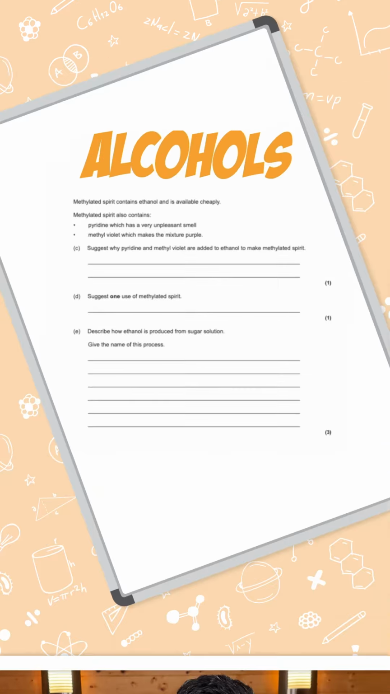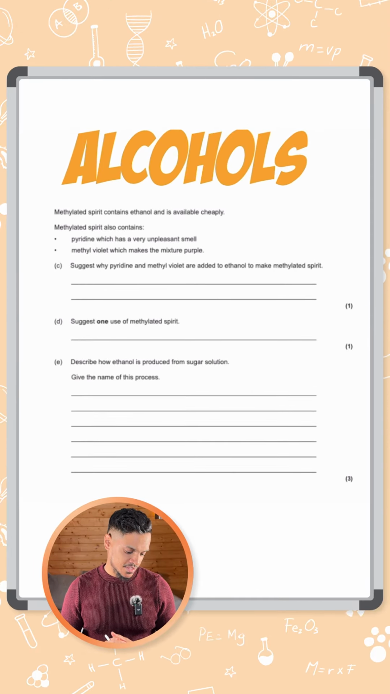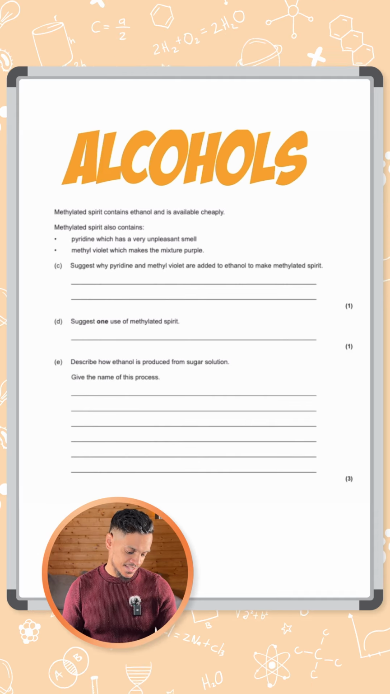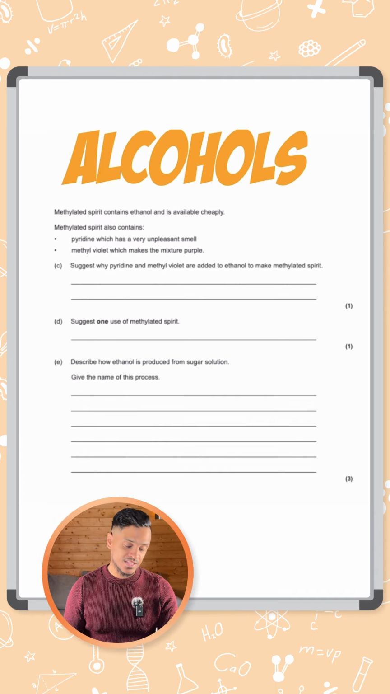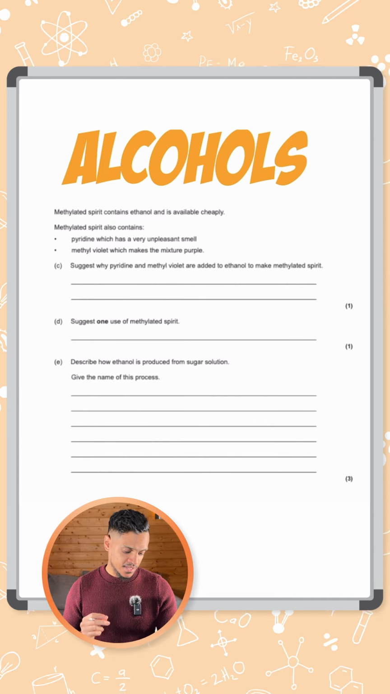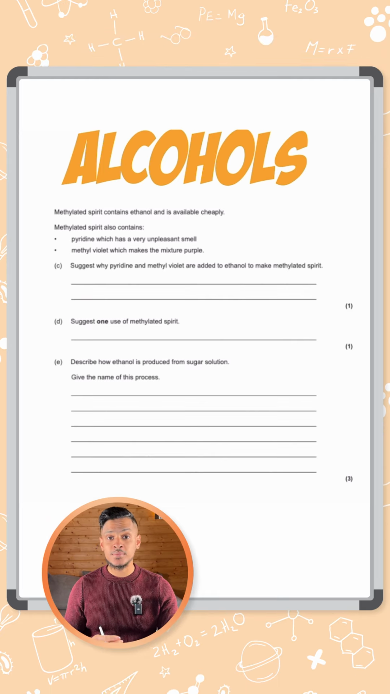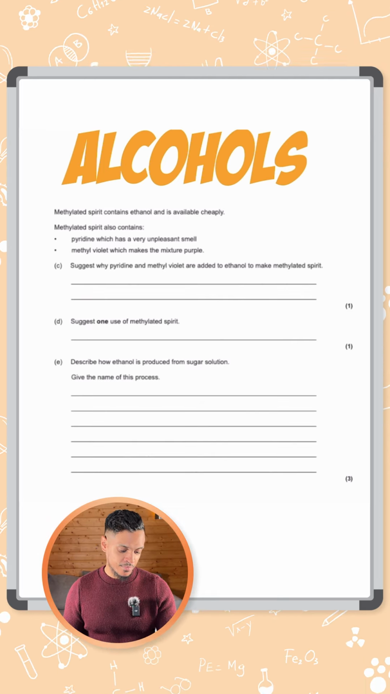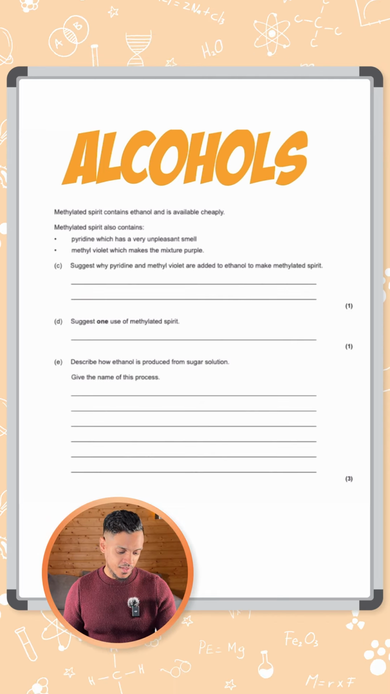Question here on alcohols. It says methylated spirits contain ethanol and is available cheaply. And it says they contain pyridine, which has a very unpleasant smell, and methyl violet, which makes the mixture purple. First part says suggest why the pyridine and the methyl violet are added to ethanol to make methylated spirit.